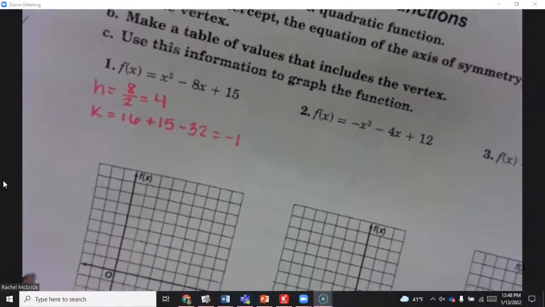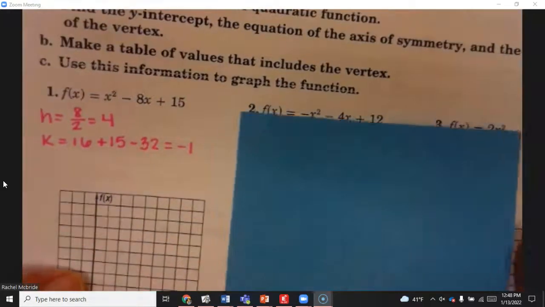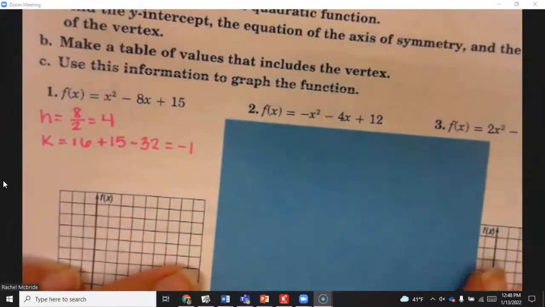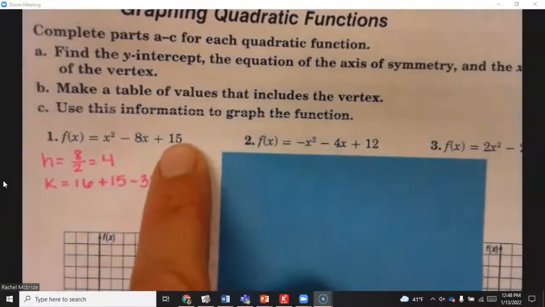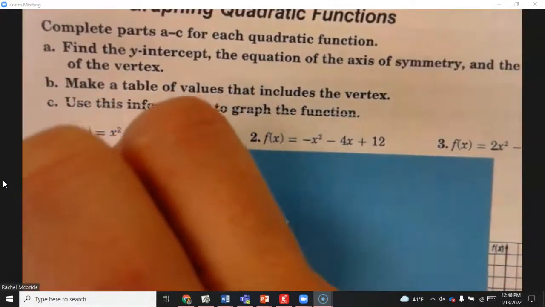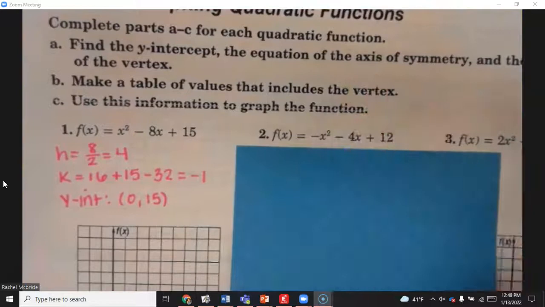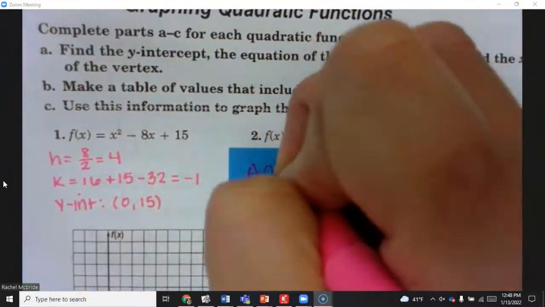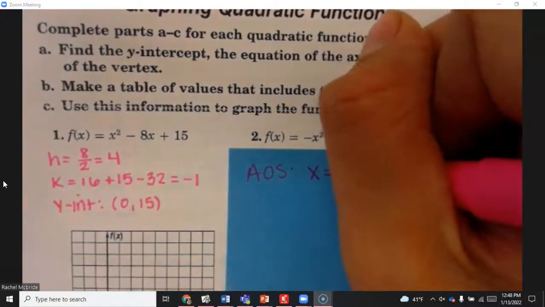Okay, so we get that our h value is 4, our k value is negative 1, which means that my vertex is 4, negative 1. So it says to find the y-intercept. So my y-intercept is 0, 15, because it's the c value. The equation of the AOS. So the AOS is always x equals h. So h is 4.